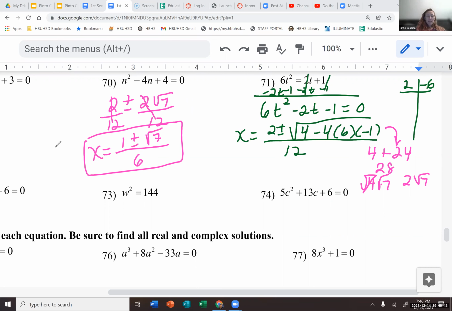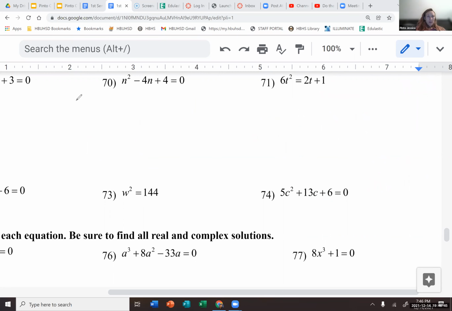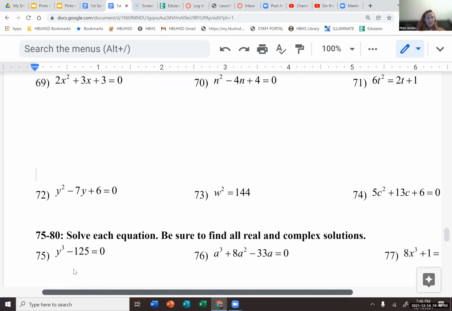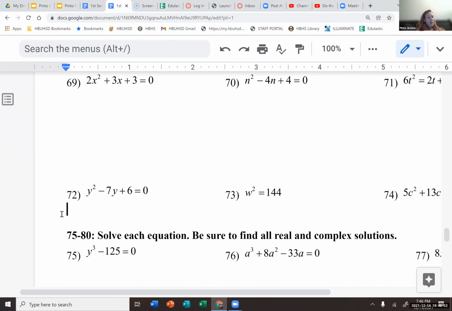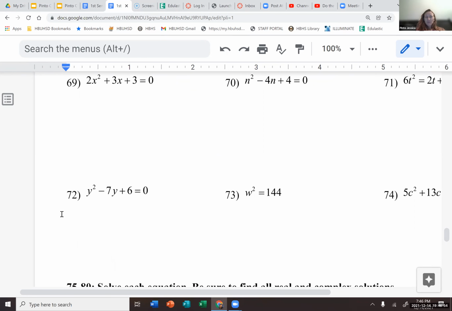Let's see if there's some easier ones. Yes. I feel like I already did 72. Maybe not. Maybe it was just on our Unit 3 test. So I'm going to try factoring that one. It doesn't have an even middle term, so I won't complete the square. I wanted to add to -7 and multiply to 6. So I want -1 times -6.